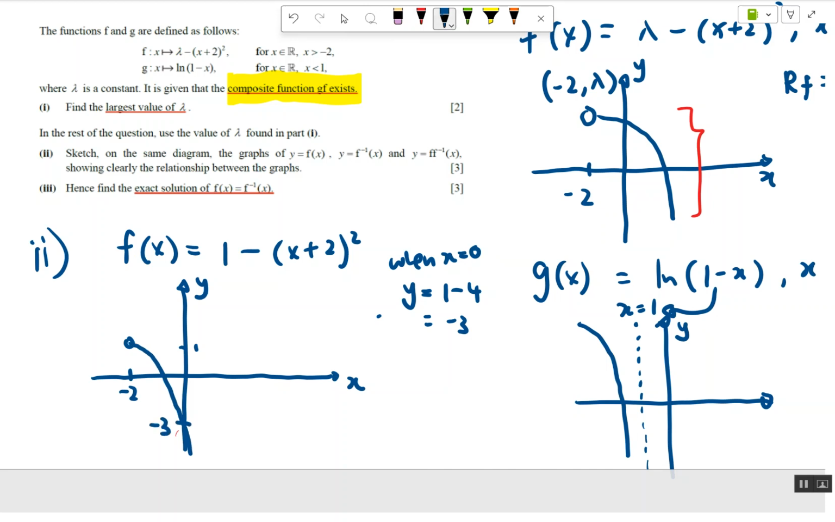Actually, the x-intercept doesn't matter. For now, let's see how it goes. I'm going to draw the line y = x. Because this is a reflection, I know that in reflection of y = x, all the x will become y, all the y will become x. So (-2, 1) will now become (1, -2). And where is (1, -2)? So this is 1 and then this is -2. So this is the starting point of f inverse x.